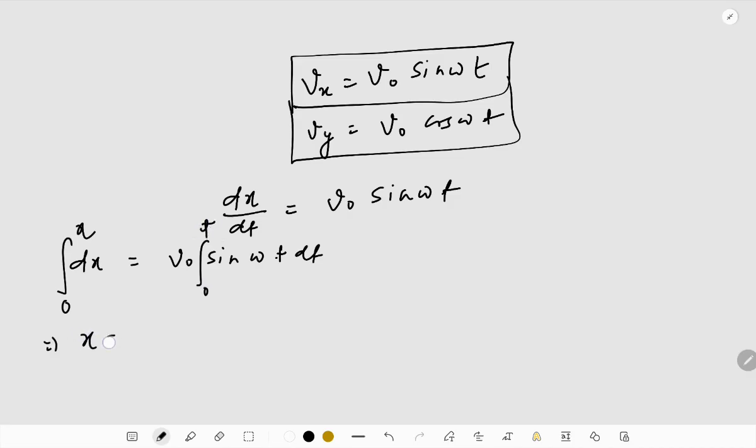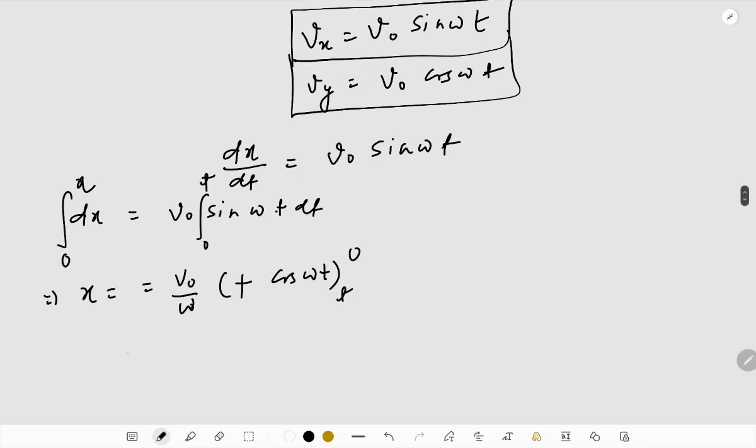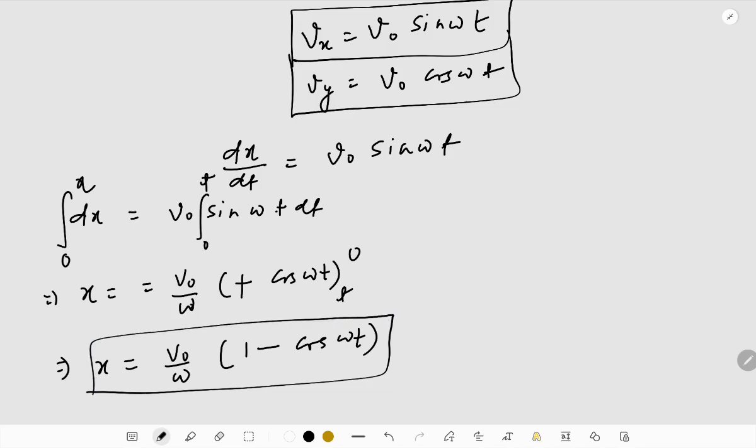So the left hand side becomes x, and the right side is V0 by omega times minus cos omega t, from 0 to t. I can make it a plus sign by changing the limits, so that the minus sign is consumed here, and so we got x equals V0 by omega. Putting in the limits, we get 1 minus cos omega t. So I got the value of x from here.